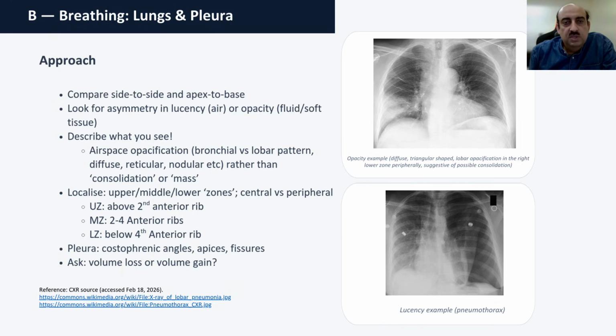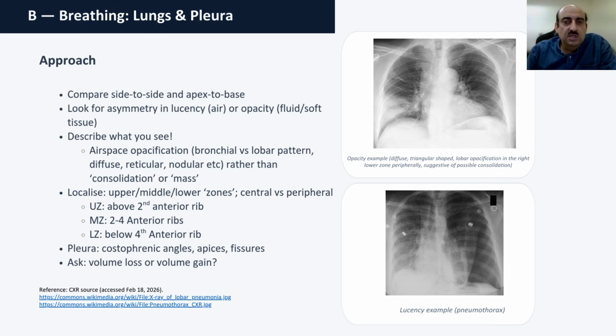That includes the lungs and the pleura. In terms of the approach, as we already said, you need to compare both sides, right versus left, horizontally as well as vertically from apex to the base. Look for asymmetry in either lucency, which means the air, the black, is it more on one side or the other, and then opacification, like soft tissue, which will look more white.